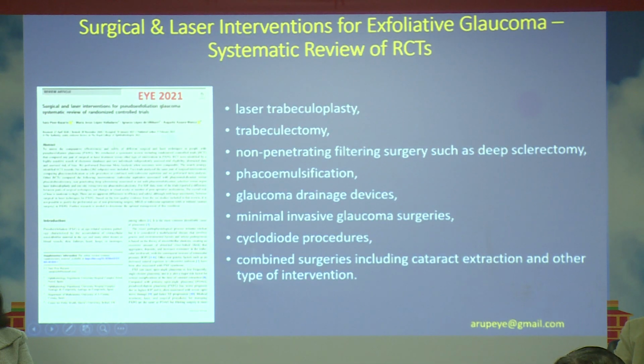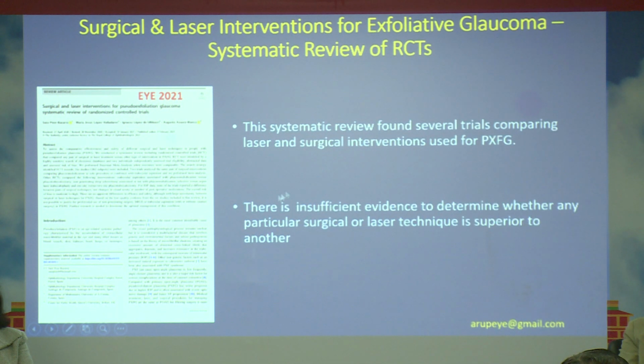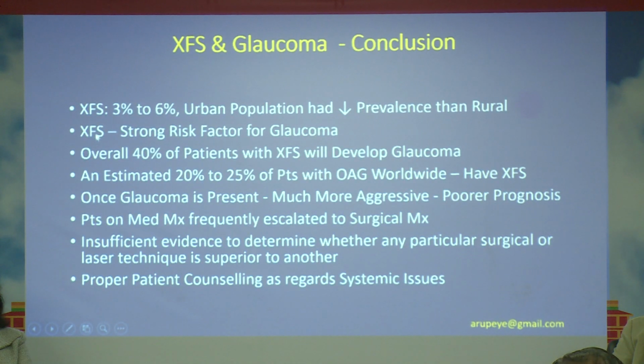This is a study which was published last year, which compared the various surgical management strategies in patients with exfoliative glaucoma. And it concluded that there are several trials, but there is insufficient evidence to determine whether any particular surgical or laser technique is superior to another. So in conclusion, exfoliation syndrome is seen in about 3% to 6% of the population. Urban population had lower prevalence. Overall 40% of patients with exfoliation syndrome will go on to develop glaucoma. An estimated 20% to 25% of the patients with open-angle glaucoma worldwide have exfoliation syndrome.